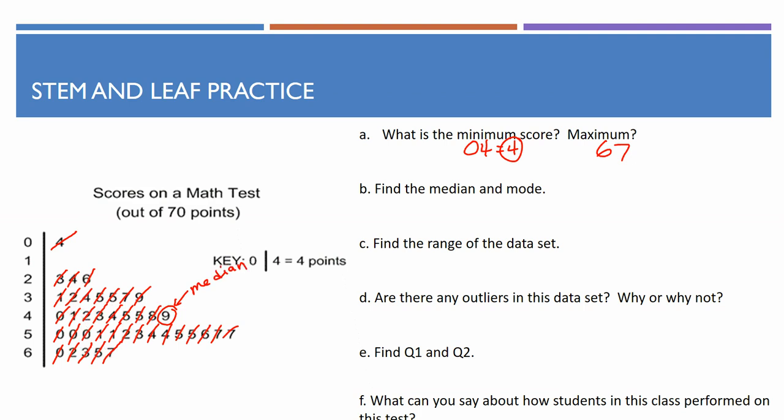Okay? So that 9, the answer is not 9, right? That 9 is the leaf. The stem that goes with that 9 is this 4. So my median is 49.